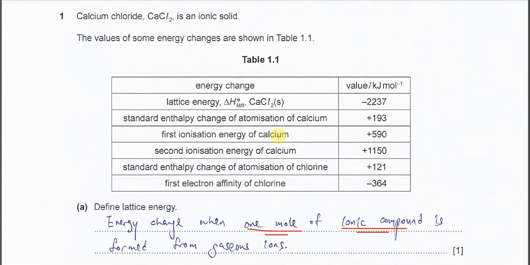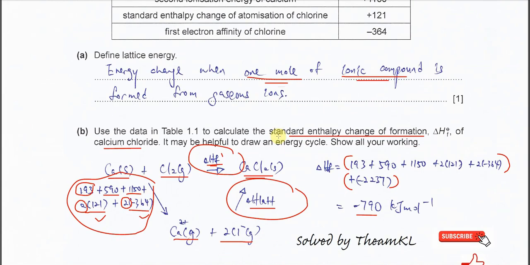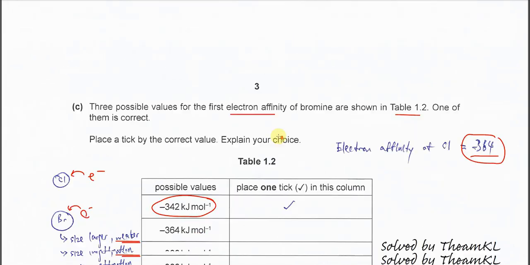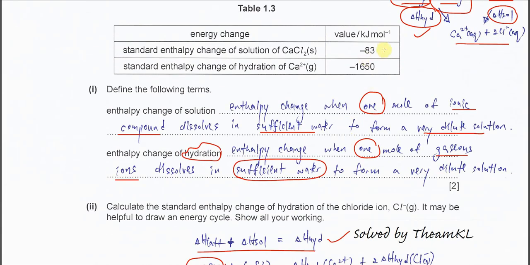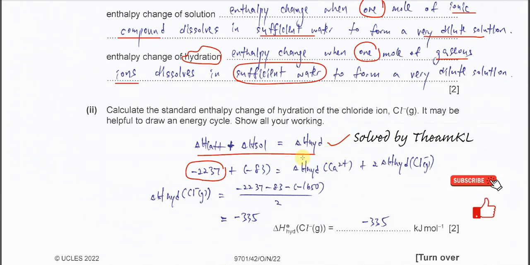It's not here. It's not this table. It's this table. Sorry. Okay. It's here. This table, negative 83. So use this one and substitute to this. And this is the part that you must be careful.